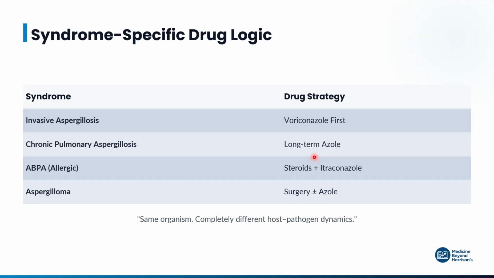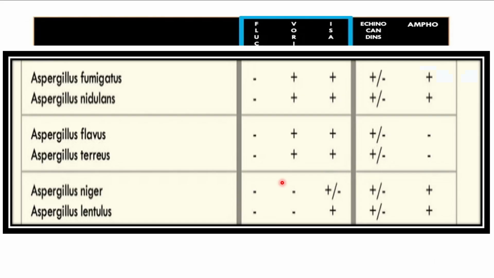Syndrome specific: for invasive aspergillosis, voriconazole is the first line. For chronic pulmonary aspergillosis, it's long-term azole. For allergic bronchopulmonary aspergillosis, steroids are the mainstay, plus or minus itraconazole. For aspergilloma, surgery to remove the aspergilloma and give azole. Same organism, completely different host pathogen dynamics. So you must know when to give what group of drug and when to choose the appropriate antifungal.